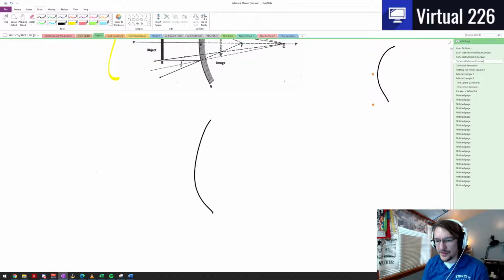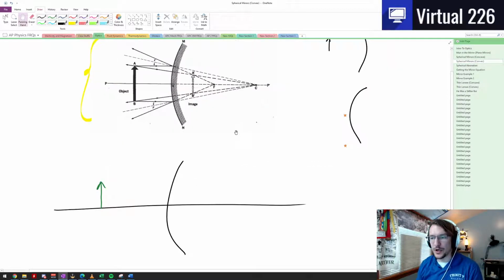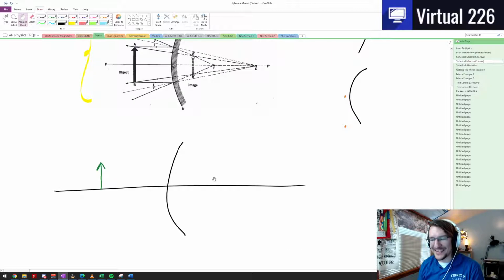Okay, so here's a convex mirror. Here's a principal axis running through it. And then here is some object. Well, when we draw our ray diagrams, it's important for us to remember that there is a focal point on this mirror, but the focal point's actually on the inside of the mirror here. The focal point's back here, which means the center of curvature, as I measure it, is about here.